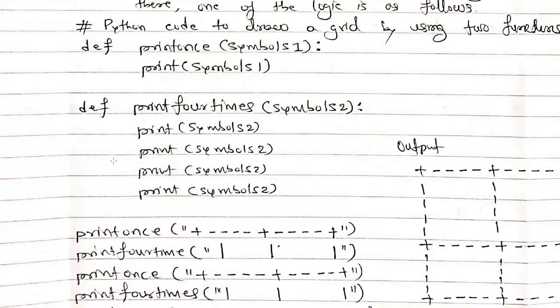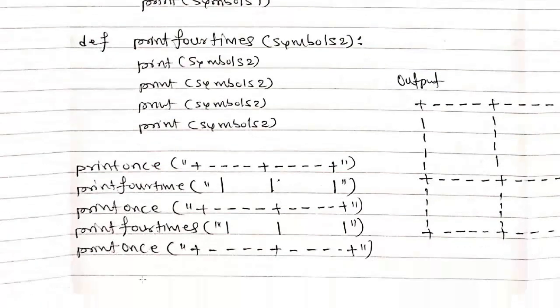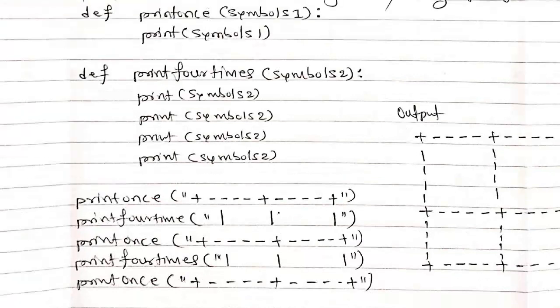Now I am calling print once. See that this pattern is passed by me. It will be passed to this. This line is printed, the first line. I pass pipe space space space pipe space space space pipe. It will be passed to print 4 times. 4 times it will be printed: 1, 2, 3, 4. Again I call print once. Again I call print 4 times. Again I call print once. These are the two functions I have written. This is for printing once. This is for printing 4 times. I called like this. This is the output I got.